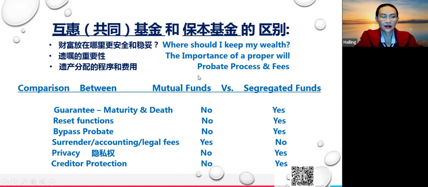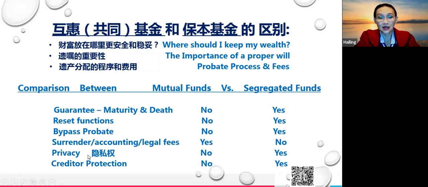So mutual fund in the bank, most people are familiar with. There's no guarantee on maturity day and upon death. No reserve functions to help you lock in the gains you have made in the last few years. It cannot bypass probate if there's no will upon death. And because probate is quite a long procedure, there will be surrender fees, accounting fees, and legal fees that could be quite expensive at the end.